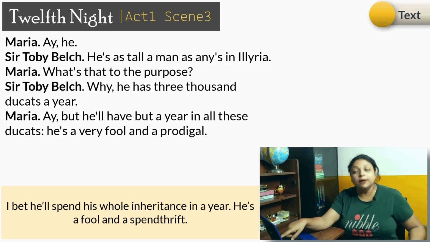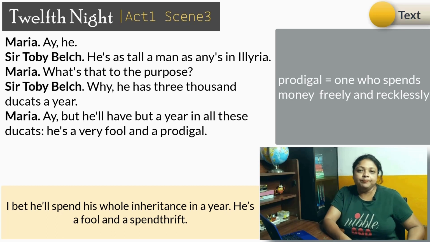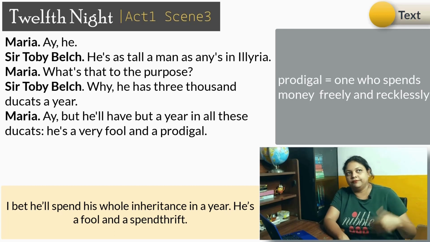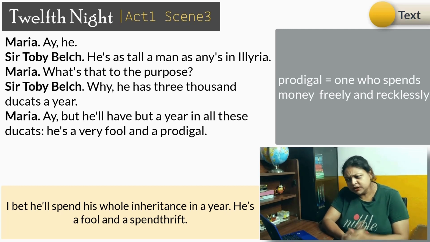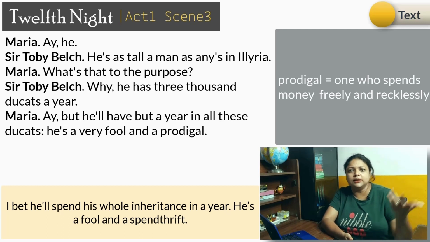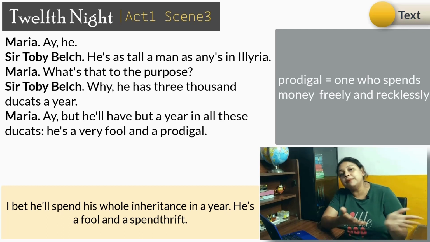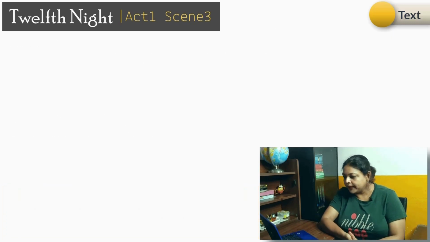He's a very fool and a prodigal. Prodigal is somebody who wastes away their money, who does not think about the future, who squanders away everything they have and ends up being a beggar. So he's a prodigal. What's the point? He can earn 3,000 ducats, 30,000 ducats. Doesn't really matter because he's going to spend everything he's earning in one year itself.